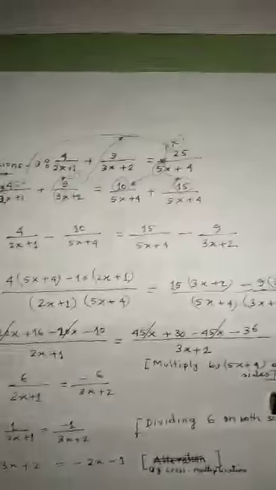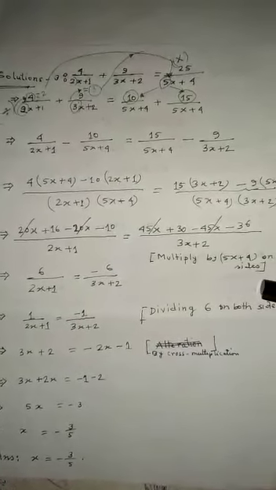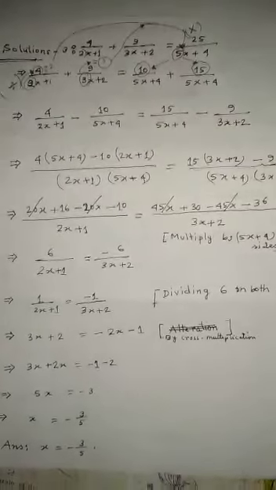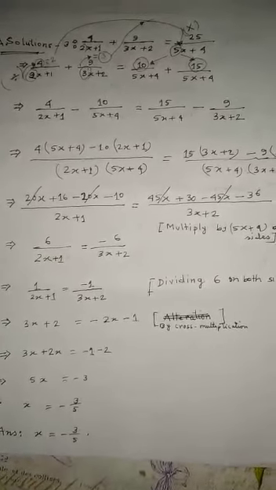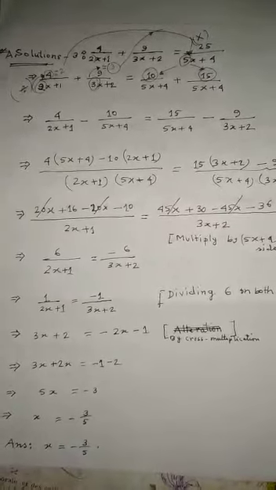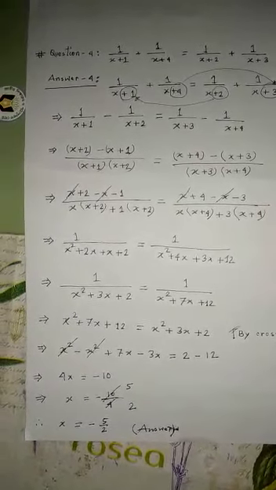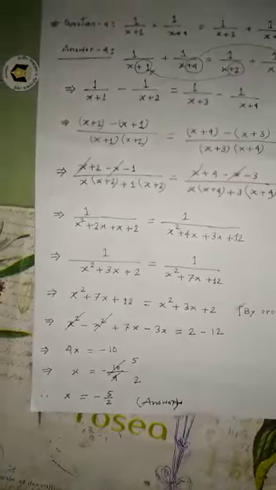So students, please try to do the similar maths 5, 12 and 13, and problem 13 is likely problem 4. So I'm just turning the page, and you will get question number 4: 1 by x plus 1 plus 1 by x plus 1 is equal to 1 by x plus 2 plus 1 by x plus 3.